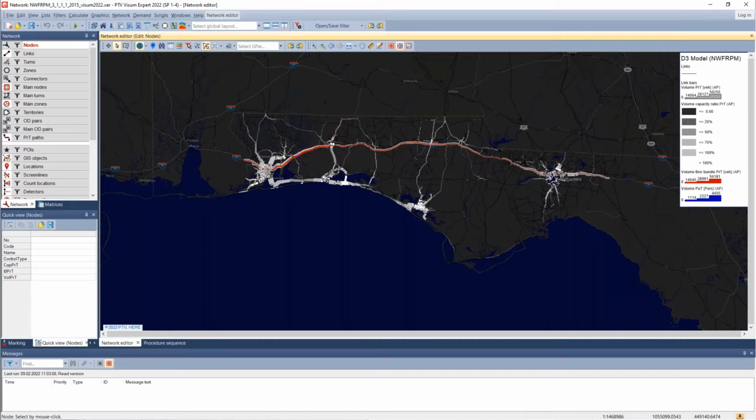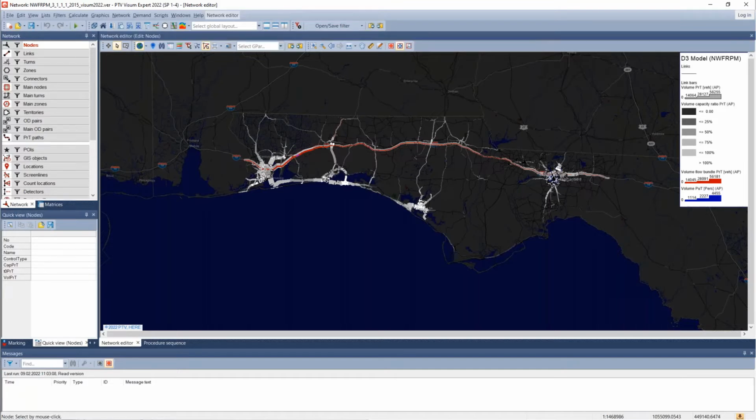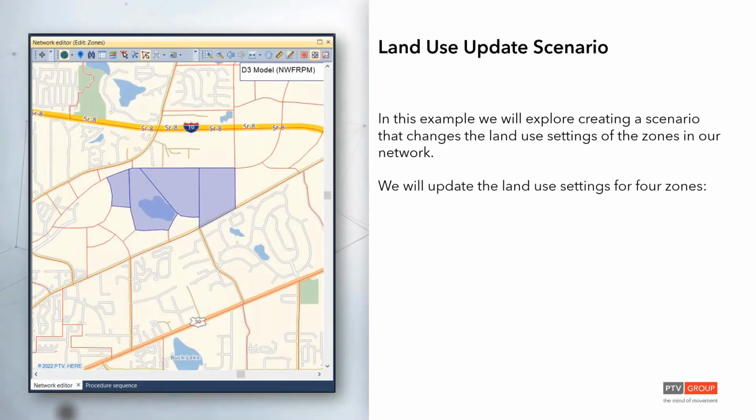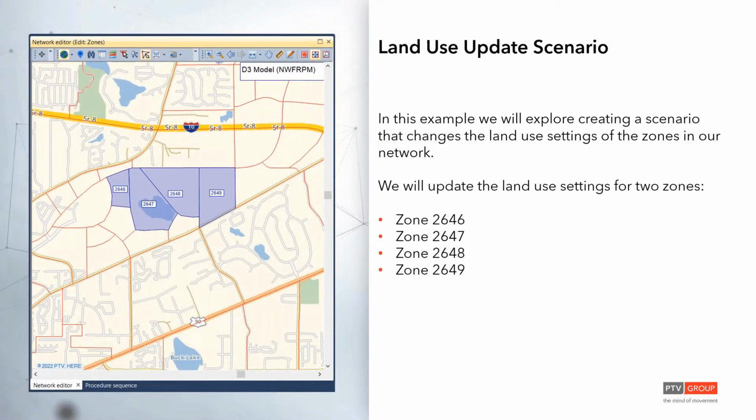Okay, now I have my 2015 base version file loaded up again. What we want to do now is go through a land use update. So this might be something like a TIA or something like that, where you want to redevelop existing zones or add new zones. So what we're going to do is work through this as if it was a redevelopment of existing zones. We're going to be updating 4 zones in particular, zones 2646, 2647, 2648, and 2649.